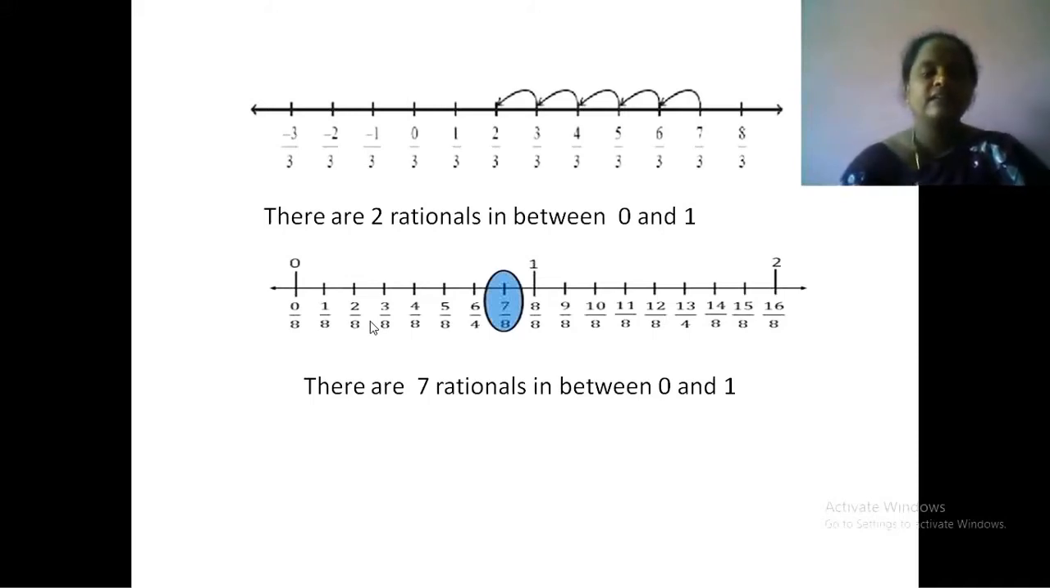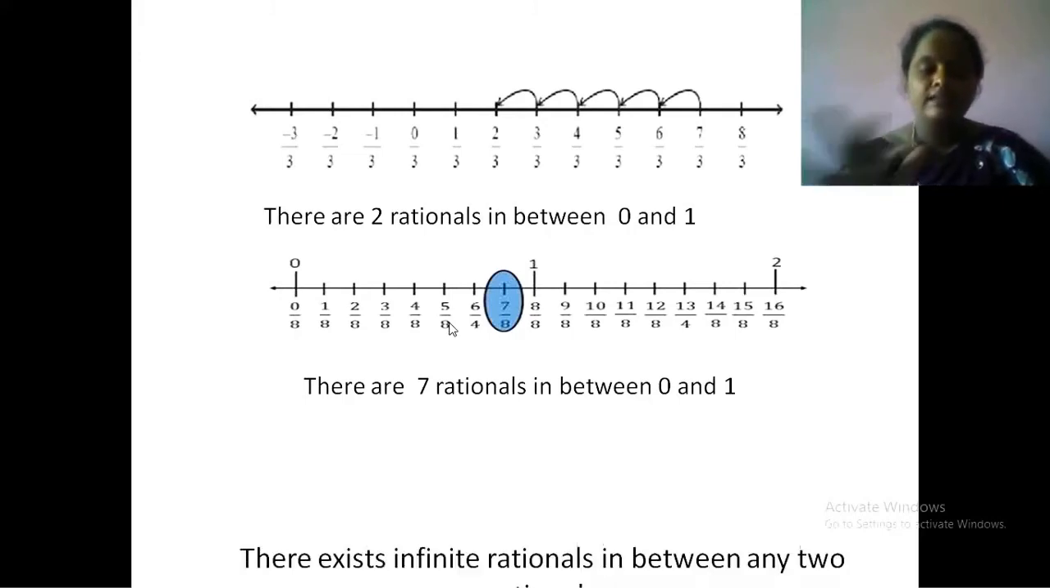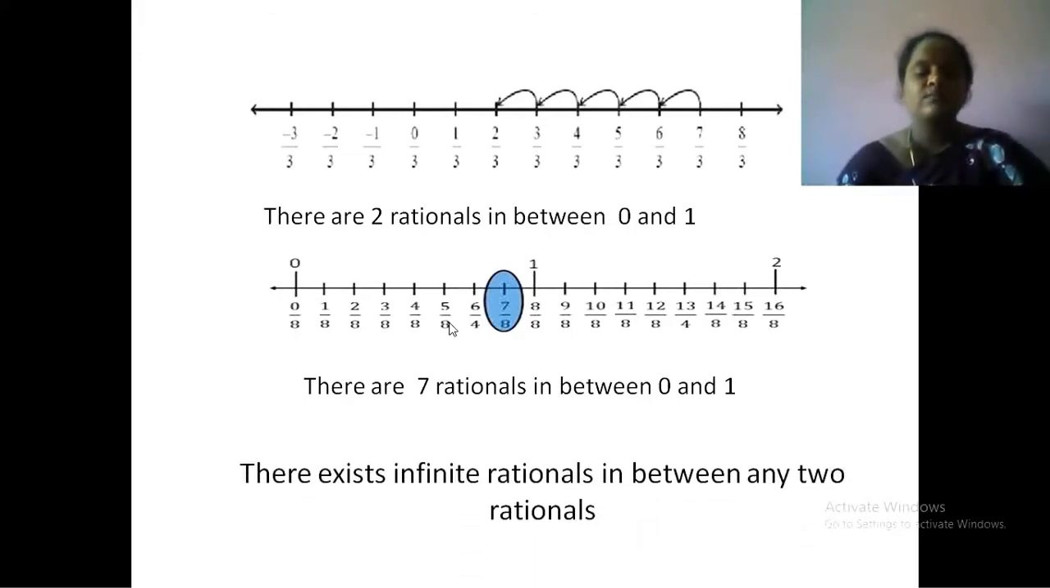99. Carefully observe, if we take the denominator 3, I have 2 rational numbers in between 0 and 1. If I take 8 as the denominator, in between 0 and 1 I have 7. So 1 less than the denominator. Those many rational numbers will be in between 2 successive integers. So if I take 1000, I will have 1 less than that, that is 999 rational numbers. So here we can say that in between any 2 rational numbers there exist infinite rational numbers. This property is called density property of rational numbers.